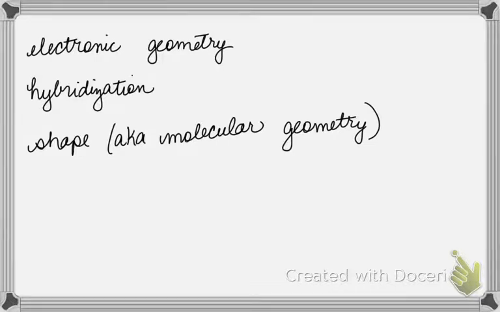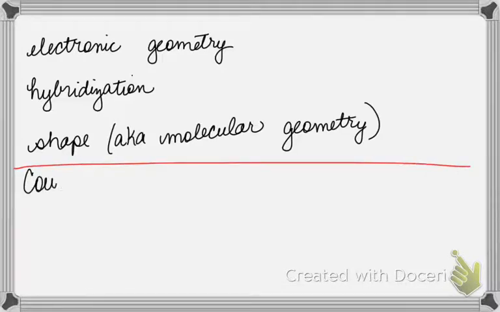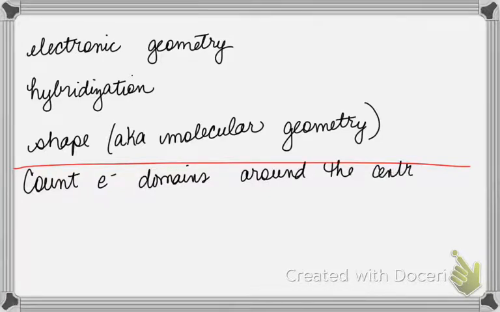Now, to do this, you have to count electron domains around the central atom. Well, what is an electron domain? An electron domain is a place where there are electrons.